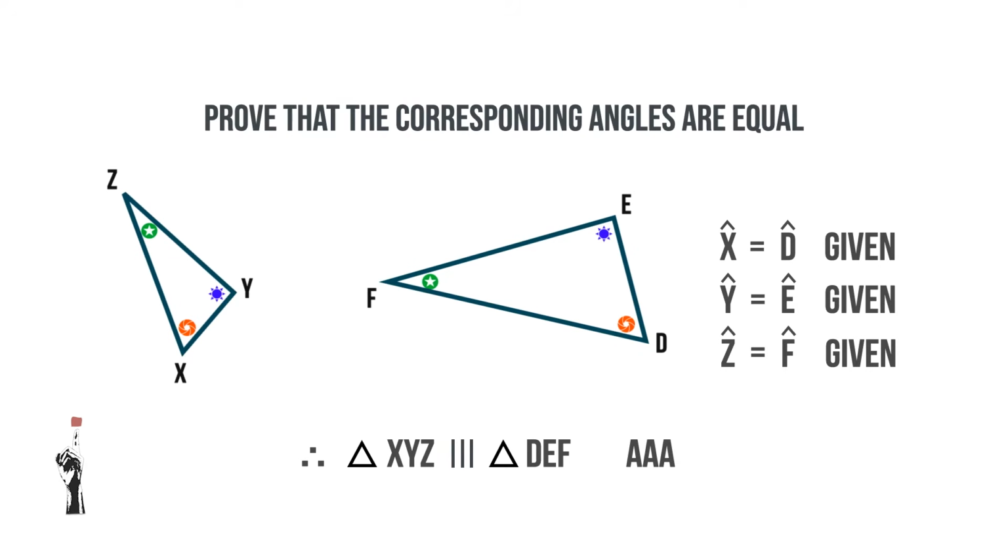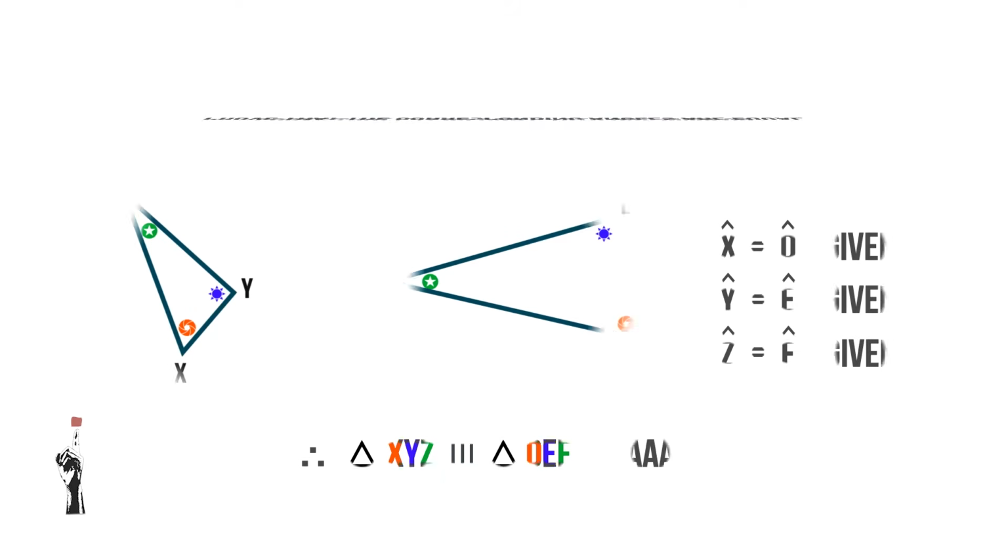Now, once again, the order in which the triangles are written is extremely important. Since X is written first, D has to be written first, since angle X and angle D are equal. Angle Y in the middle is equal to E, therefore E will also be written in the middle. And since Z is written last, F will also be written last. Now let's have a look at our first example.